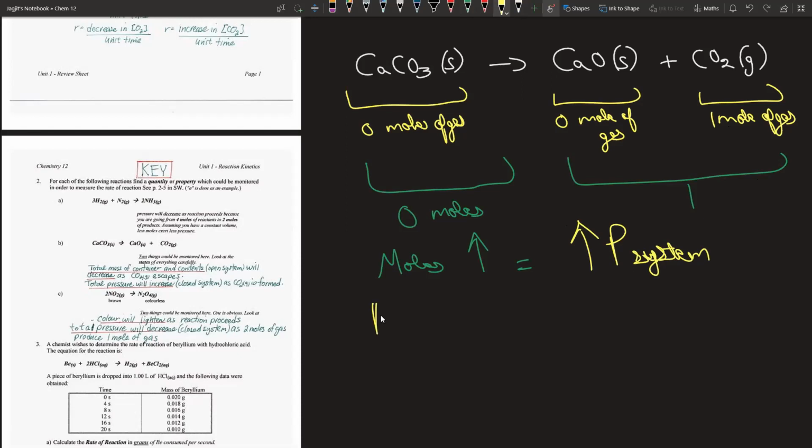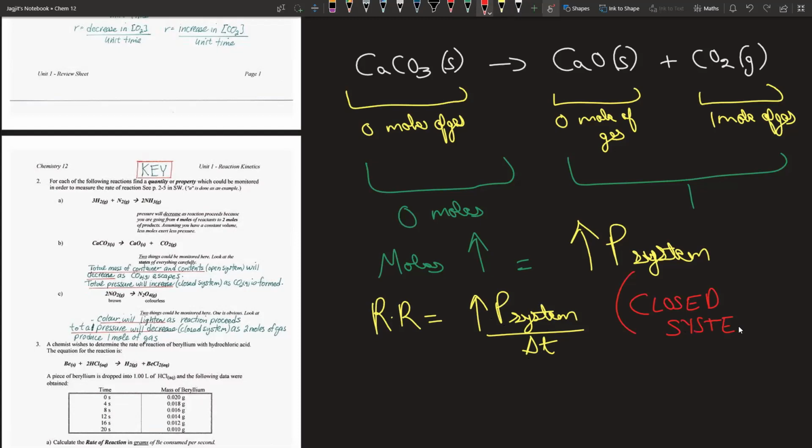So how can you measure the reaction rate? Well, you can measure the reaction rate as increase in pressure of the system over change in time. But what's the condition that you're going to tell your teacher for this? Closed system. It has to be a closed system. Keep that in mind. If you don't write this down, you lose half of the marks. You will need to write that it's a closed system.